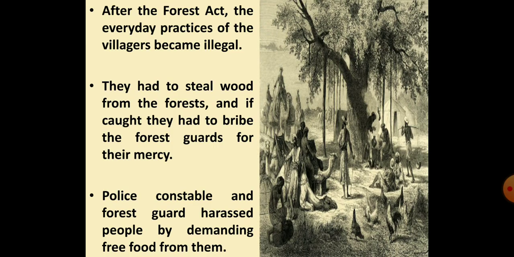But after the Forest Act, the everyday practices of villagers, such as cutting wood, grazing their cattle, collecting fruits and roots, hunting and fishing, all became illegal. People had to steal wood from the forests. If they were caught, the forest guards would take bribes from them. The police constable and forest guards harassed people also by demanding free food for them.